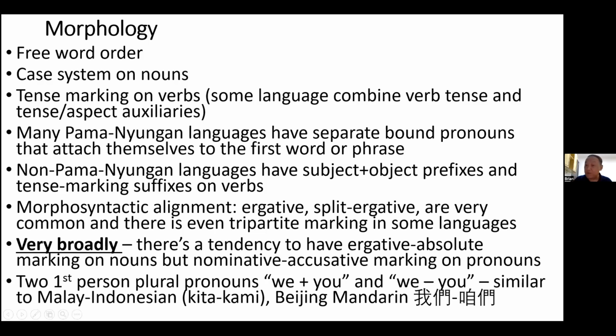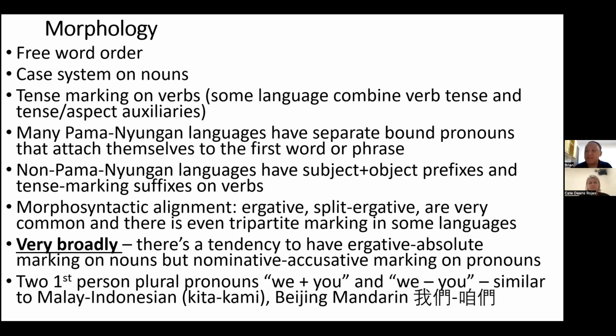Some languages have tripartite marking, which means that the subject of a transitive verb, the subject of an intransitive verb, and the object of a transitive verb are all marked in different cases. So that again is a very interesting complication. In terms of complexity, these languages are probably among the most complex, like syntax, alignment, that sort of thing.